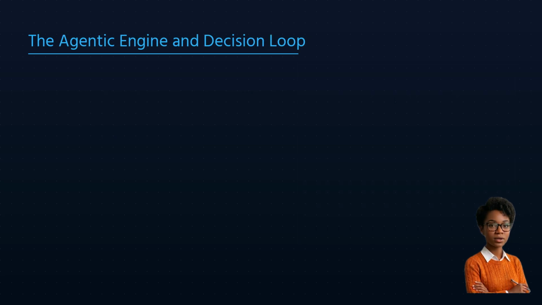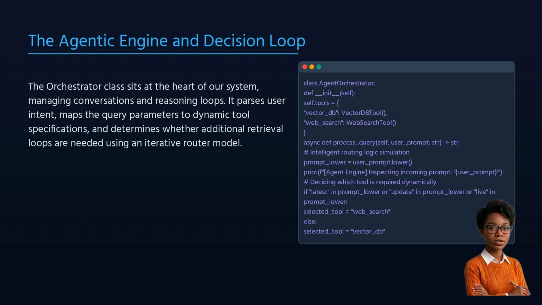Now let's build the central engine of our system, the agent orchestrator. This module handles state management, evaluates user queries, and decides which path to route. If a query contains words like latest or news, it dynamically routes the request to our web search tool. Otherwise, it defaults to the high-performance VectorDB tool. The output is then processed and wrapped cleanly.